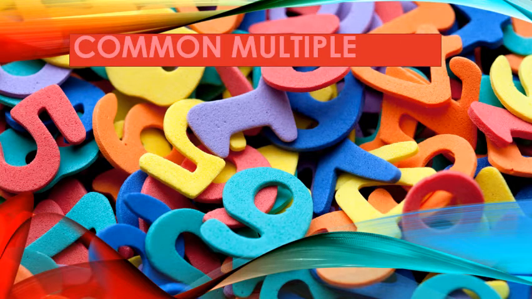Actually, what is a multiple? The numbers obtained by multiplying a given number by 1, 2, 3 and so on are called its multiples. Something related to that we will see first, that is common multiple. For that, first let us see what this is.